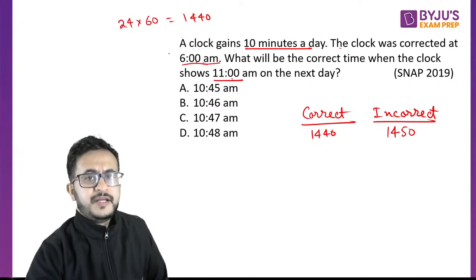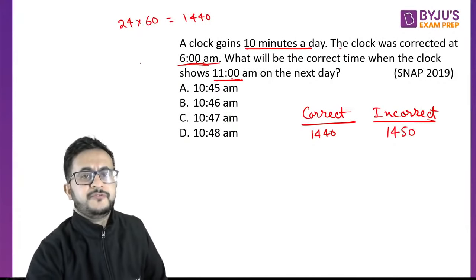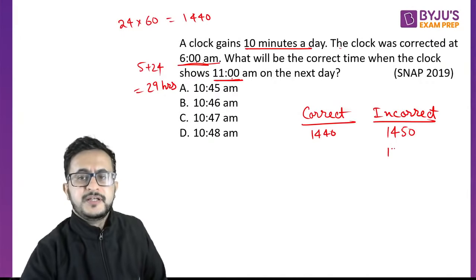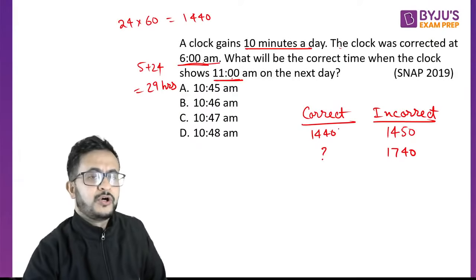29 hours. Right. It is 6 a.m. and 11 a.m. 5 hours plus 5 plus 24, 29 hours. Right. 29 hours means 1740 minutes. Okay. So how much will the correct clock move?